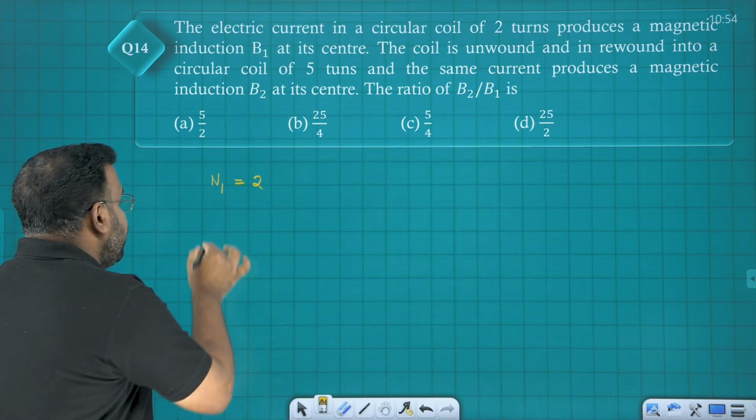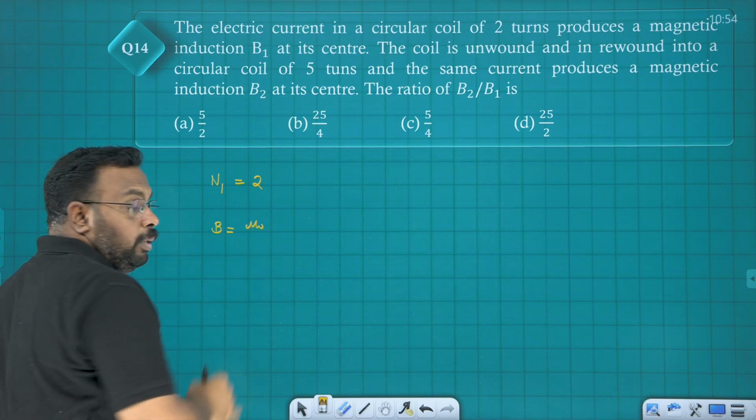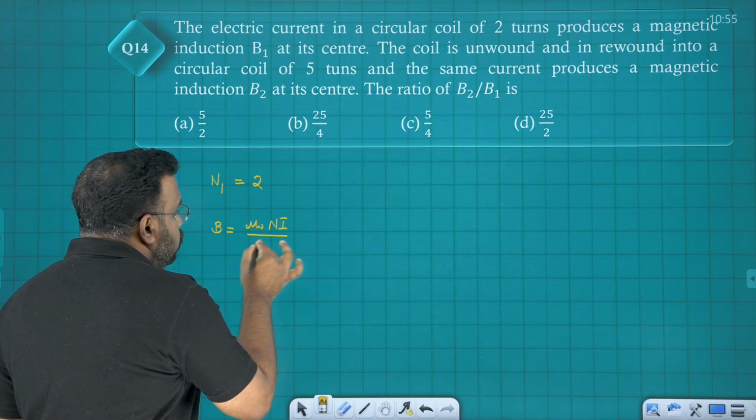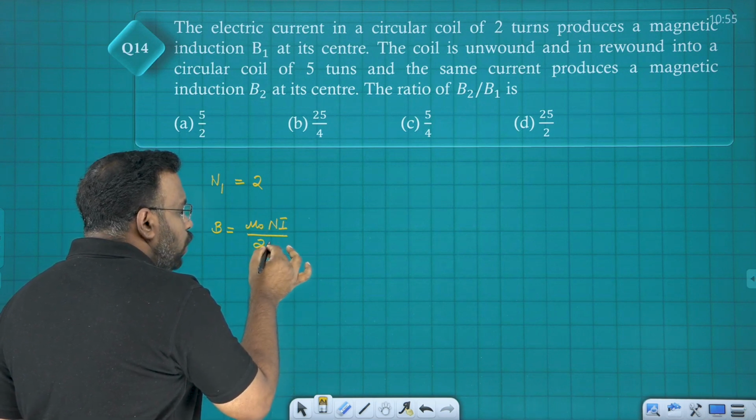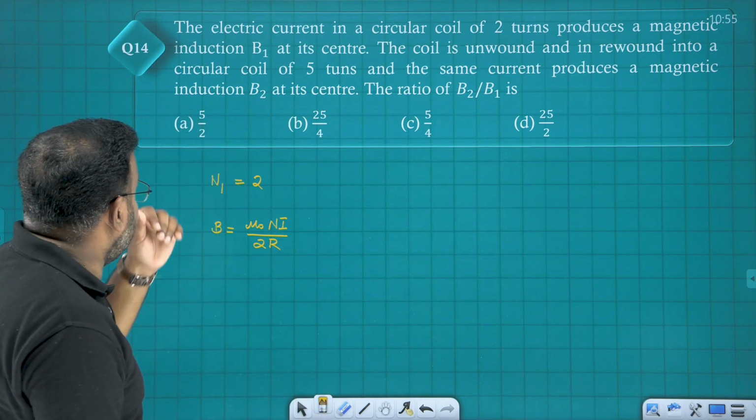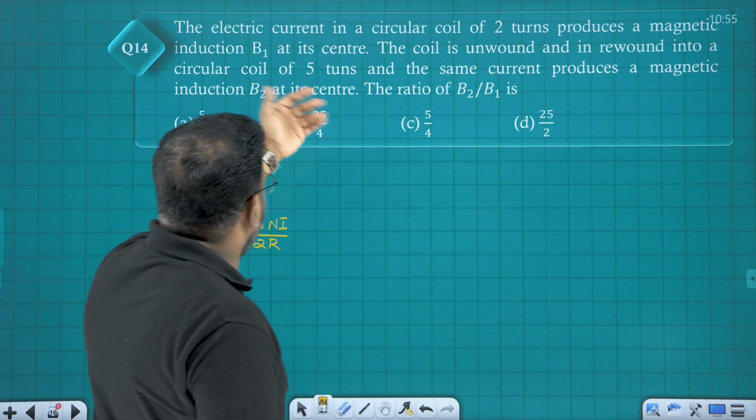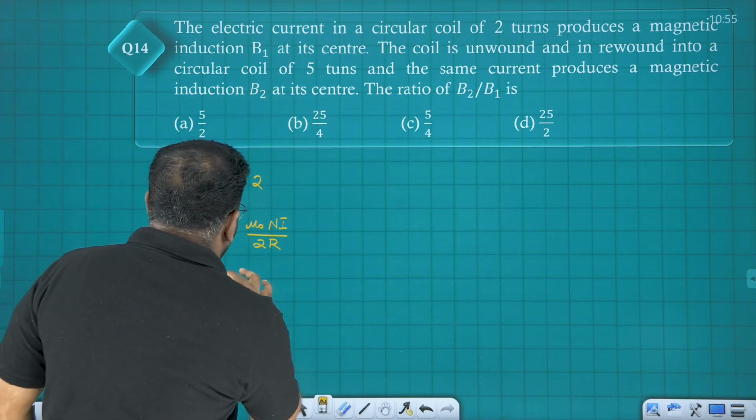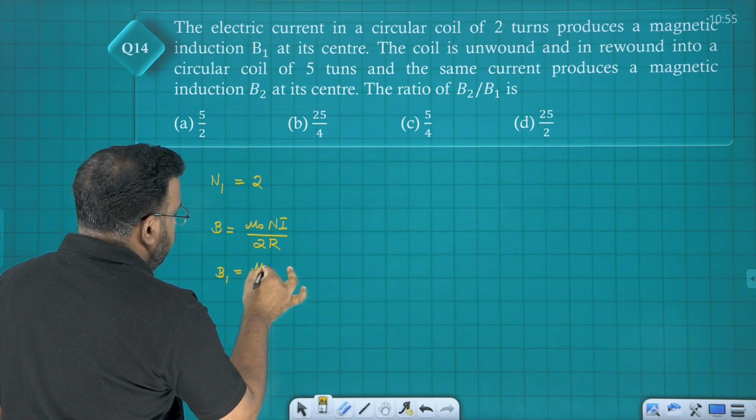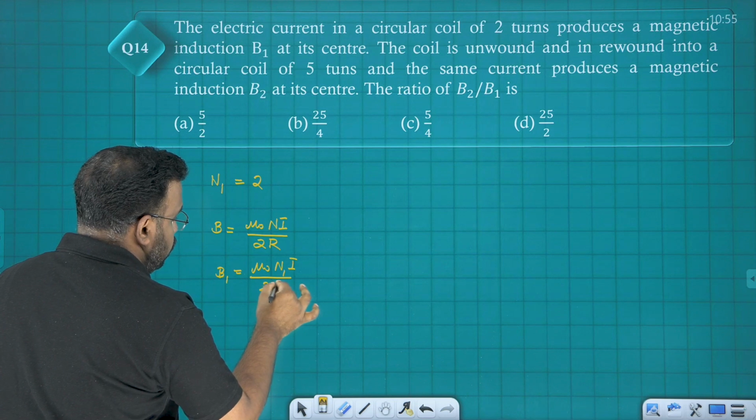Then what is the formula for the magnetic field at the center of a circular coil? B is equal to mu naught N i by 2a, or 2r. I am just taking 2r, the radius. But did they give the value of the radius? No. Radius is not given, only the number of turns is given. An electric current value is also not given, no problem. So we can write B1 is equal to mu naught N1 into I by 2R1.